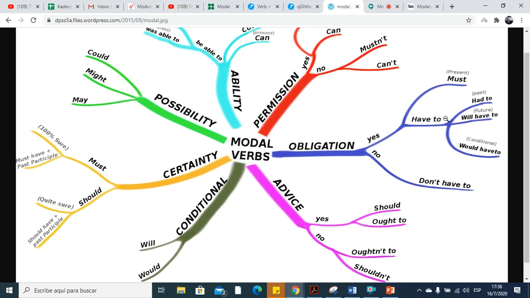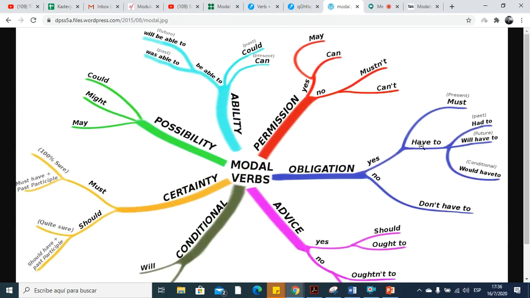Dentro de have to, nosotros podemos usar varias conjugaciones. Por el momento no le vamos a prestar atención a eso, sino que simplemente vamos a ver el have to como oración afirmativa, es decir, no hagan caso a eso que está aquí, esto que dice had to, will have, no, porque eso no lo hemos visto. Pero sabemos que si tenemos una obligación, podemos usar have to, o bien podemos usar must, como dice aquí. Must o have to, como se los expliqué en el Word.